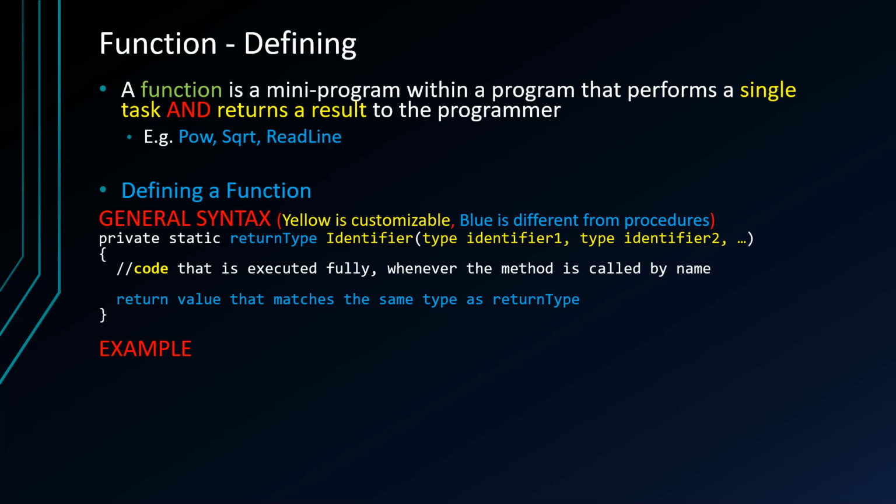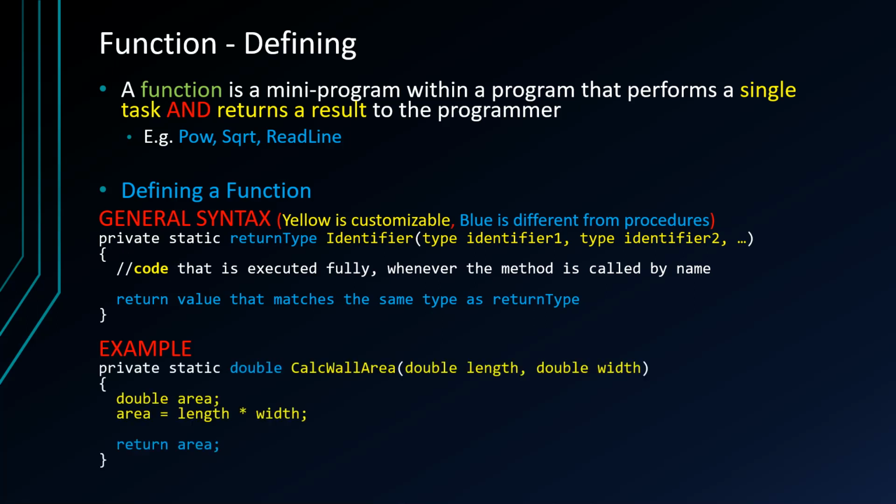We've still got to give an identifier. We still have to list off all of our parameters. We still have code that's going to be executed from top to bottom. But then finally, we're going to have a return statement. And as it says here, our functions return a result. So that's what this last statement does. It returns a value back to the programmer. The key thing here is that that value must match the same type as the return type. So the return type defines what kind of data we're giving back to the programmer. The return statement says, what is that data? That's it. Let's look at an example.